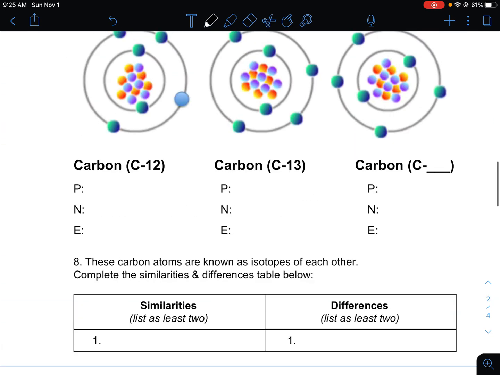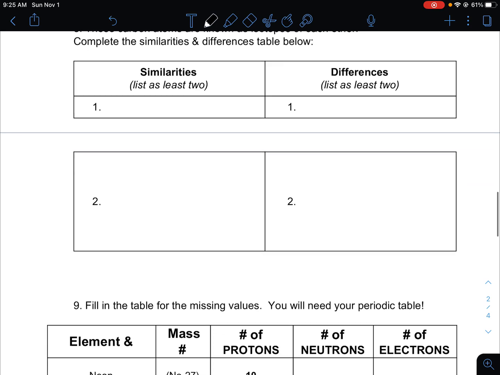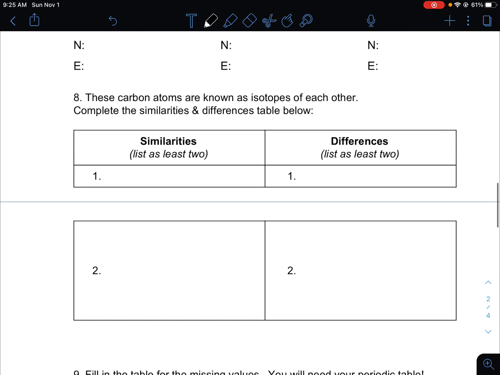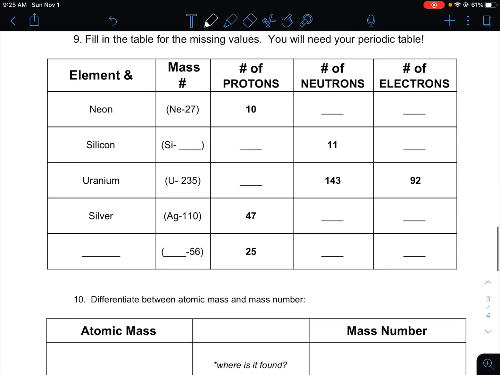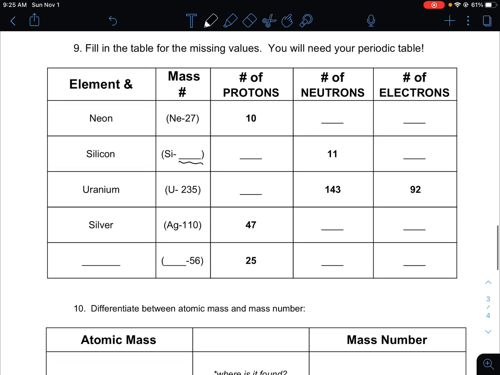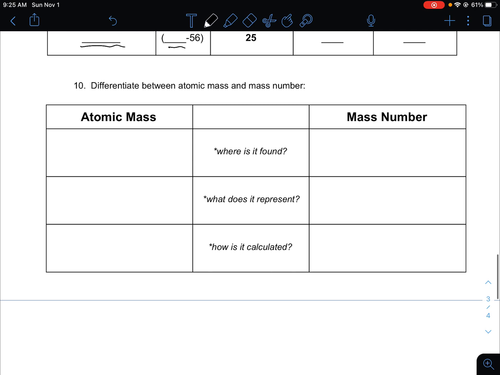You have some more questions down here, some more practice looking at some different isotopes, and you are going to compare atoms or known isotopes of each other. And then down here, you're going to fill in a table, but now you have some mass numbers and some elements that you have to fill in as well. So a little bit trickier. And then this one is key down here. Differentiating mass number and atomic mass. Okay? So work through the rest of this. There will be a key posted so you can check your answers, but go through, do your best. Ask your teacher if you have any questions.